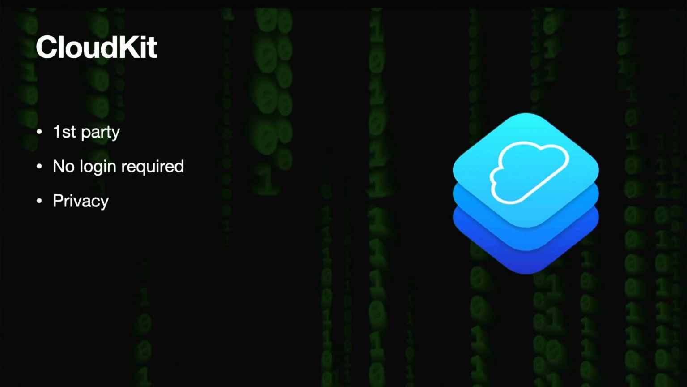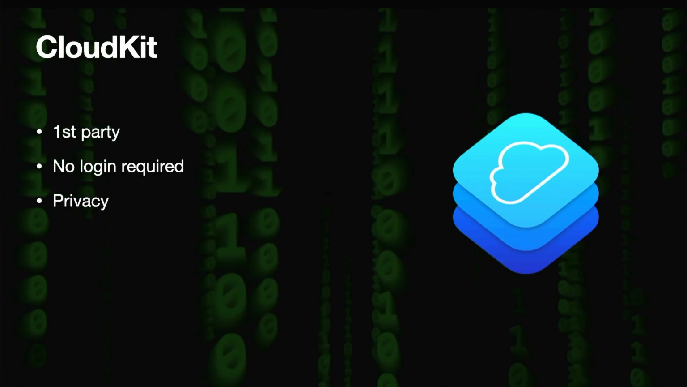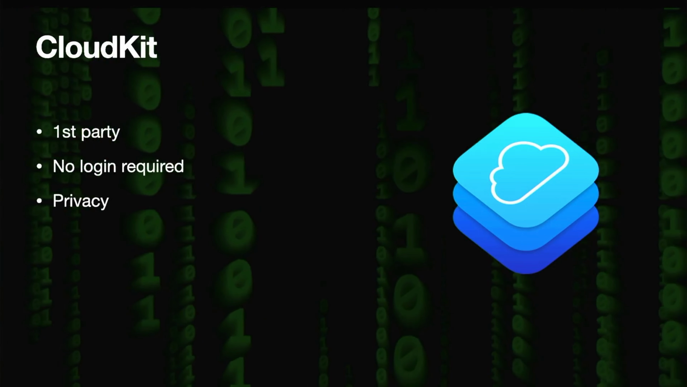That was all the local options that you have, and then going into the cloud options, we have CloudKit, which again is first party by Apple, no login required, and one of the big things that they give you is privacy. If you are saving data to somebody's personal iCloud account, you cannot see that data. You can't go log into the CloudKit dashboard and see everybody's data. That's literally not possible, so it's very privacy oriented.